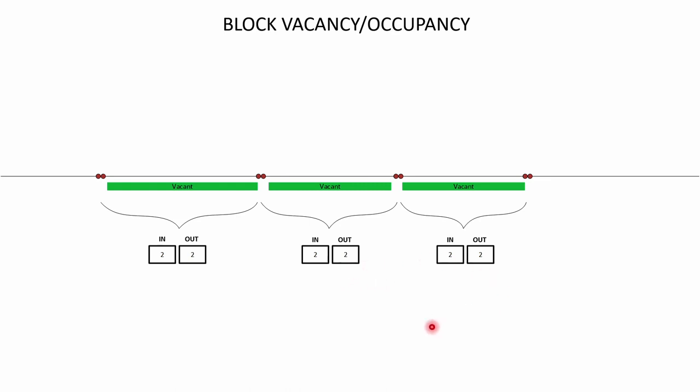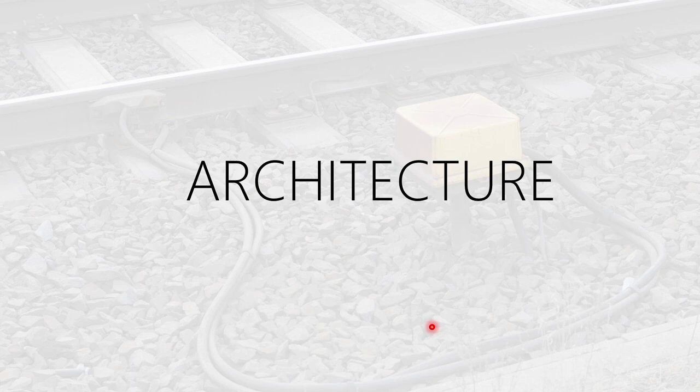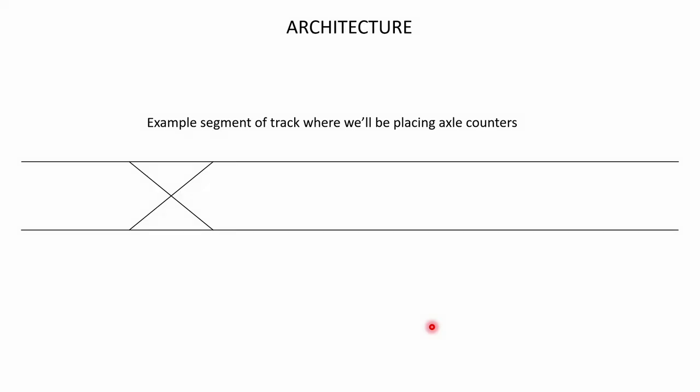Now let's look at the architecture. There is really no single way to explain this since every manufacturer, every project could have subtle differences. But I will talk about what the architecture is like in general so that you get a sense of how a typical axle counter architecture is like. To start with, this is an example track. It's an empty segment where we'll be starting to place axle counters. Currently, there are no axle counter sections.